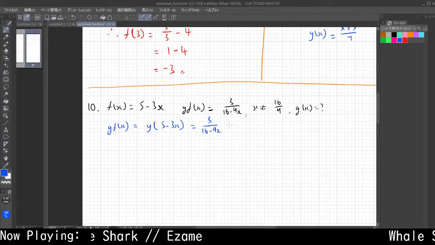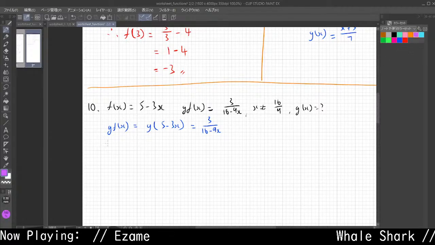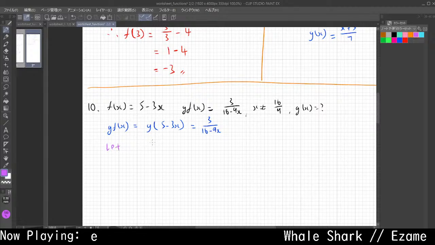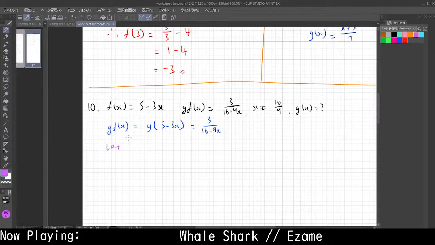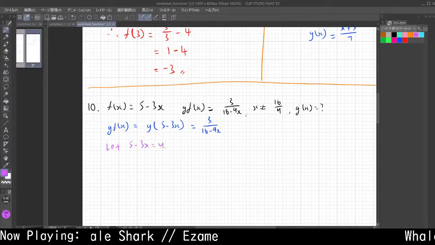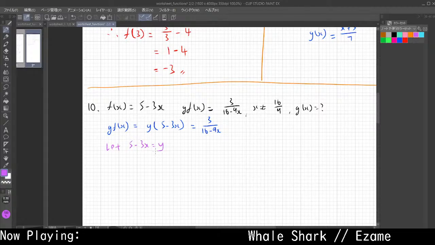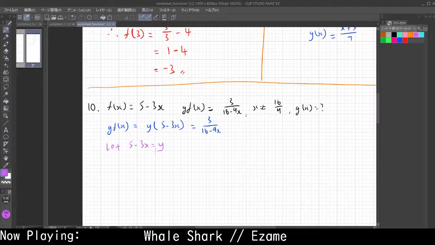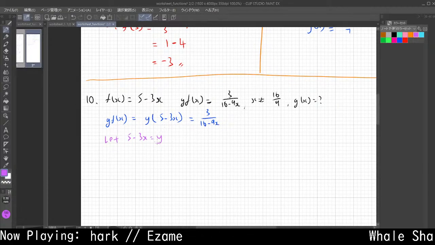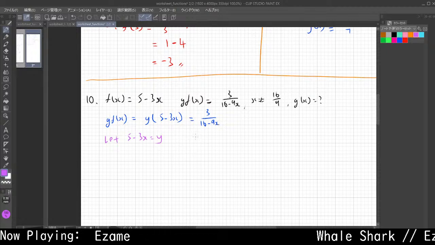5 minus 3x, that's equal to y. If you want to be concise, you can let f(x) be equal to y, but you still need to find x in terms of y anyway. You can still use f(x) equal to y, but you still find x in terms of y anyway. So just write it out in this form. It is easy, more direct.